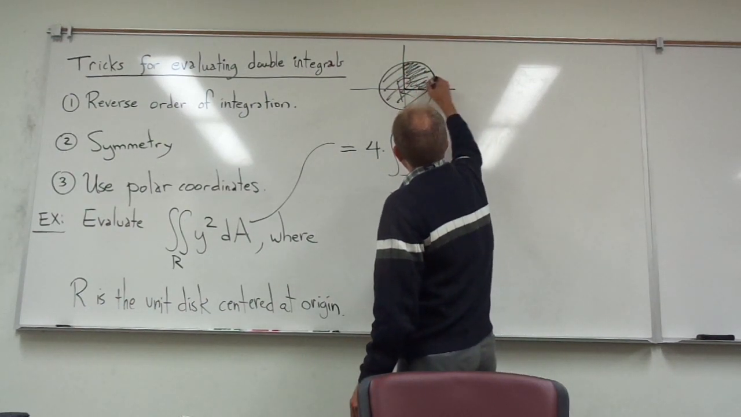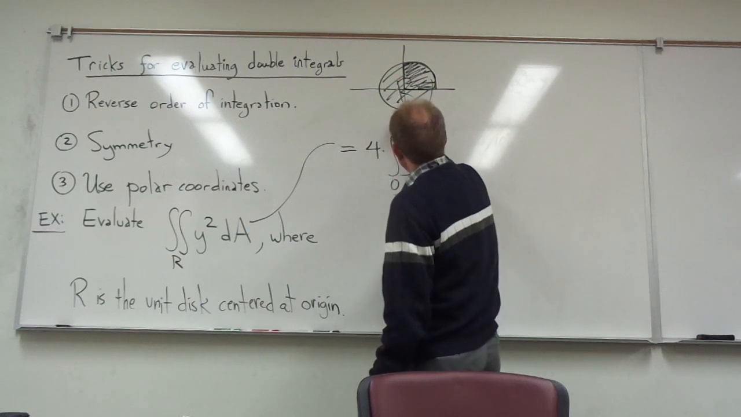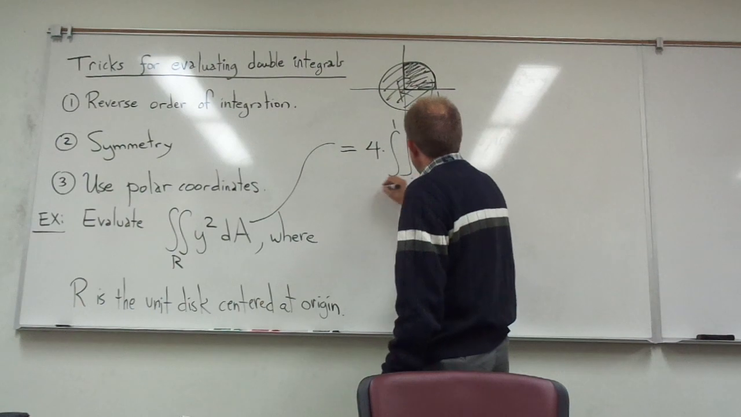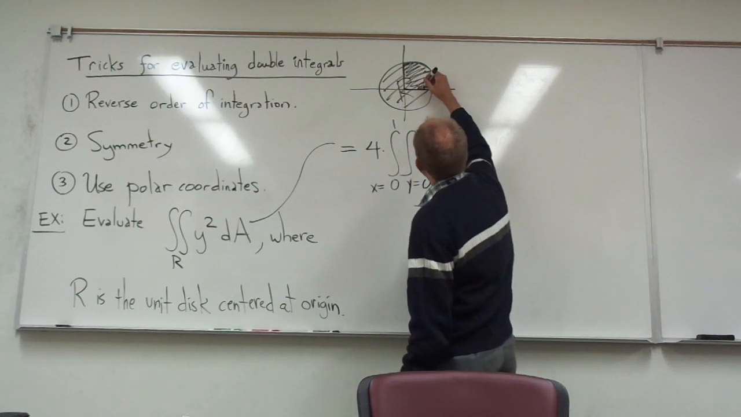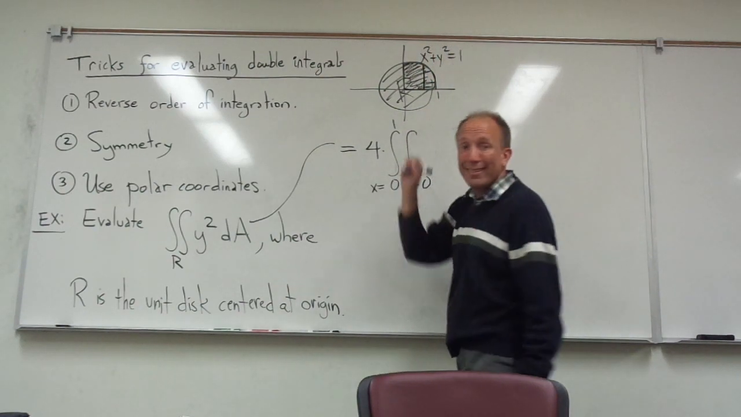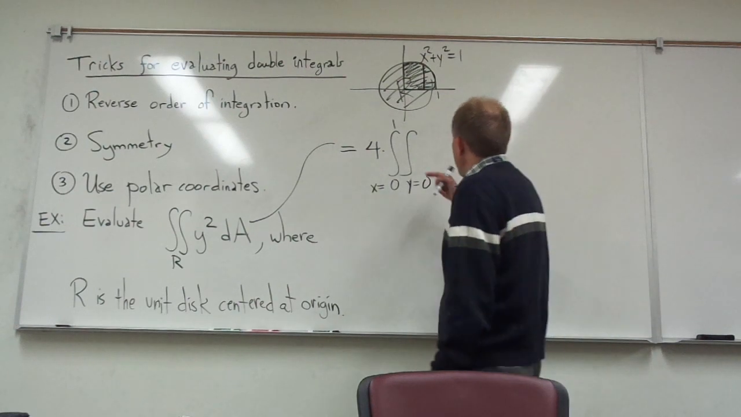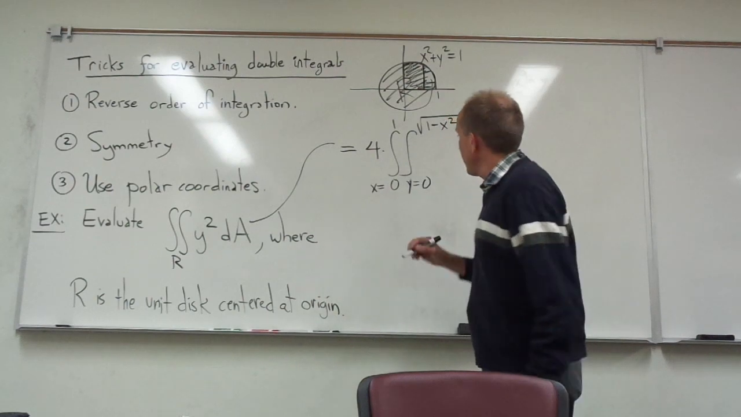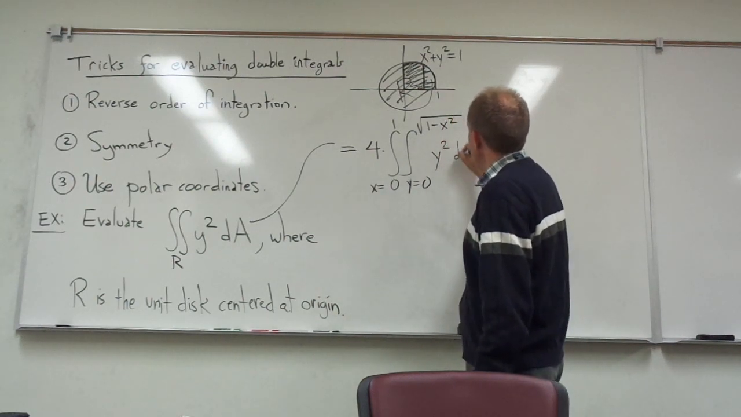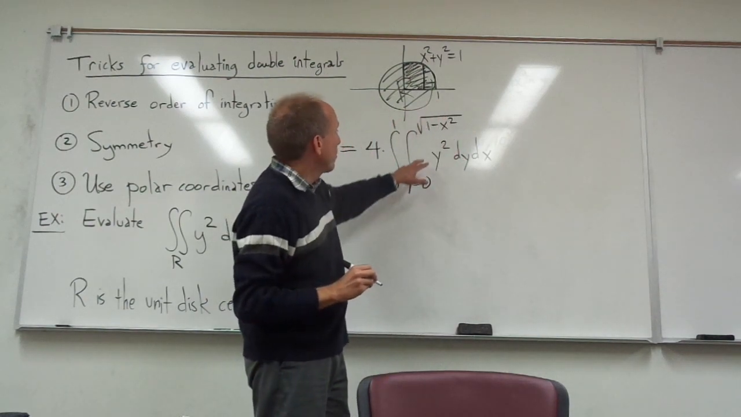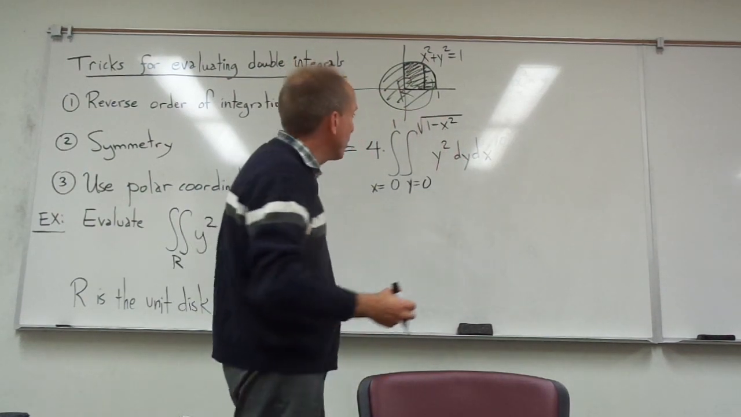X, so just for this first quadrant, x is going to go from 0 to 1. This is a circle of radius 1. And then y is going to go from 0 up to the circle. Now the circle has an equation like that. And when I solve that for y, you see I'm getting a limit of integration that isn't so pretty. And when you integrate y squared, of course you're going to get y cubed over 3.